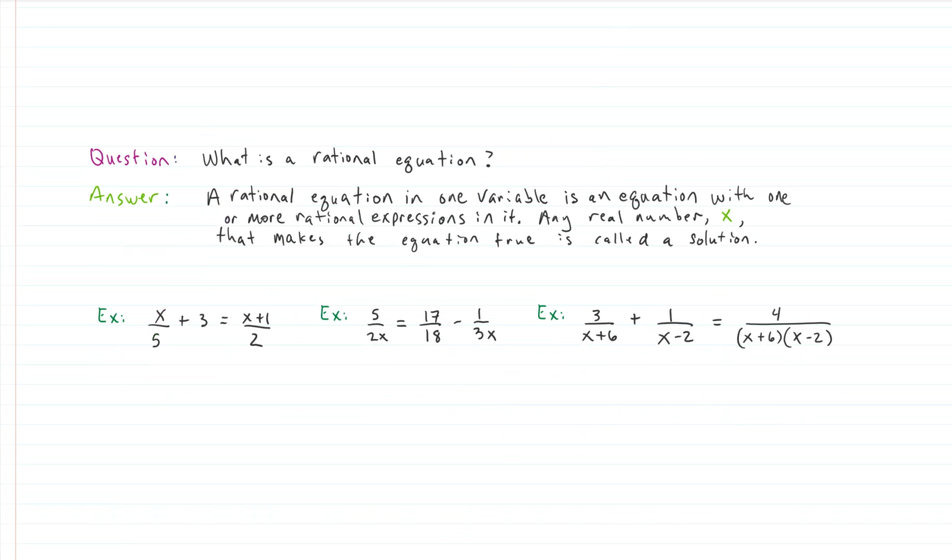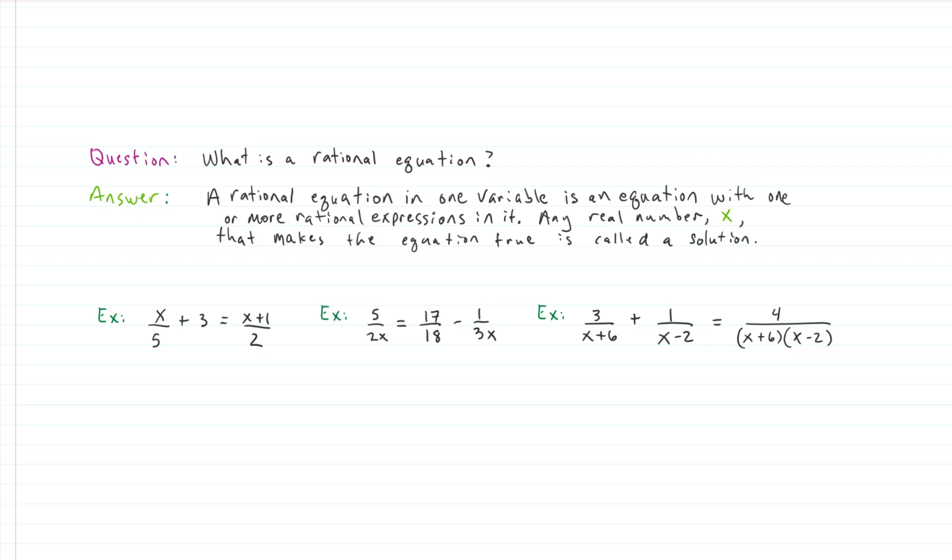Today we are talking about rational equations. What is a rational equation? Well, a rational equation is an equation that has rational expressions in it, meaning fractions. Rational expressions are fractions that have polynomials in the top and in the bottom. So a rational equation is an equation that has one or more rational expressions in it.